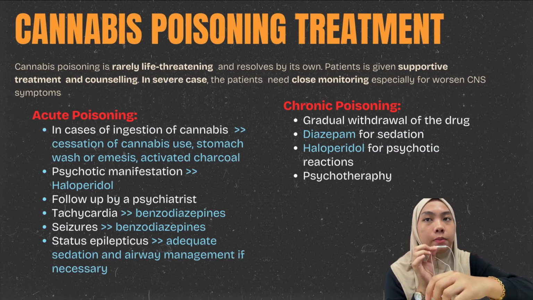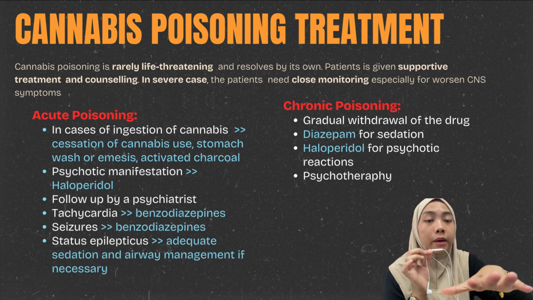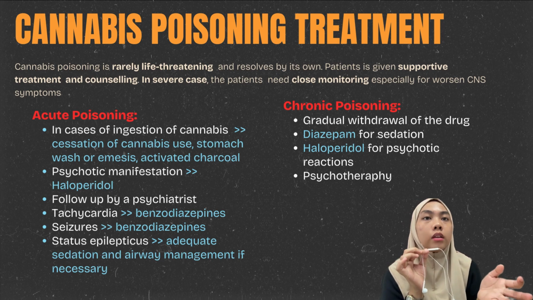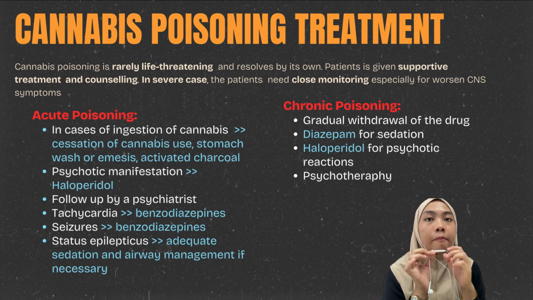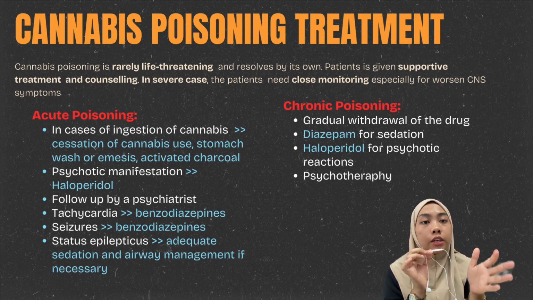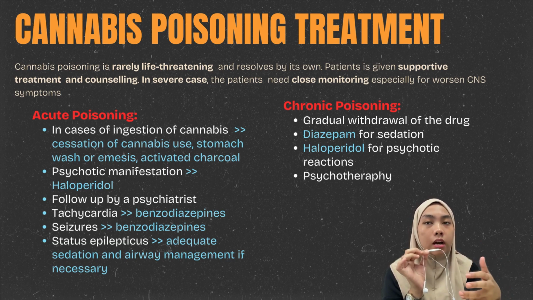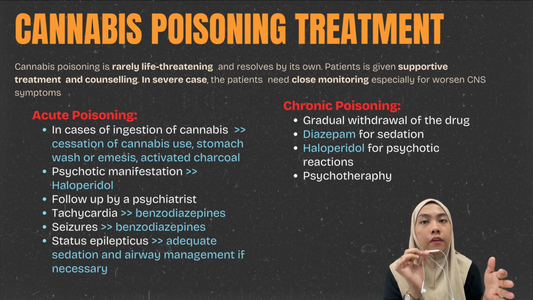Next, I'm going to be talking about the treatment of cannabis poisoning. It is rarely life threatening, and it can resolve on its own. But if the patient comes to the hospital, the general practitioner will give supportive treatment and also counseling to the patient. In severe cases, close monitoring is needed to rule out any CNS depression. For acute poisoning, if there is a case of ingestion of cannabis, the cannabis needs to be removed by stomach washout or induced vomiting, and the general practitioner will also give the patient activated charcoal to neutralize the stomach.